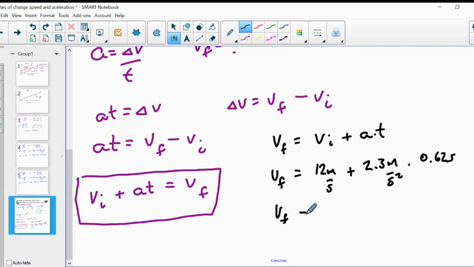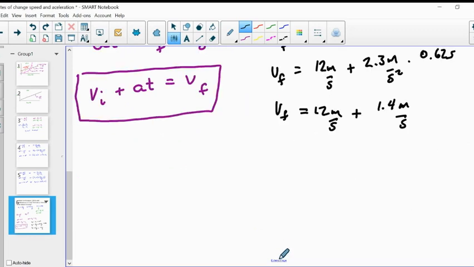So our final velocity will be 12 meters per second plus, and when I take my 2.3 multiplied by 0.62, I'm going to end up with an answer of 1.4. And if I watch my units, I'll see that the seconds on the bottom here will cancel with the seconds on the top there. And I'll end up with units of meters per second.